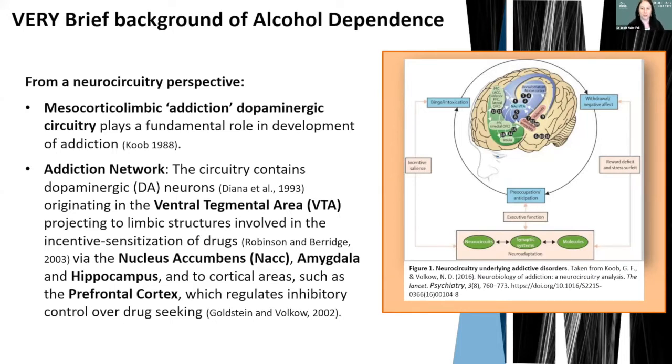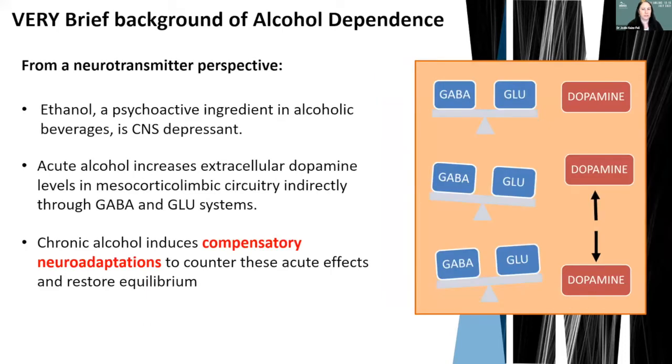From a neurocircuitry perspective, the mesocorticolimbic dopaminergic circuitry plays a critical role in the development of addiction. Therefore, as you can see from the figure, a network of interconnected structures is implicated in the development and persistence of addictive behaviours. From a neurotransmitter perspective, ethanol, which is a psychoactive ingredient in alcoholic beverages, is a central nervous system depressant. Therefore, there is a delicate balance between the neurotransmitters following exposure to ethanol.